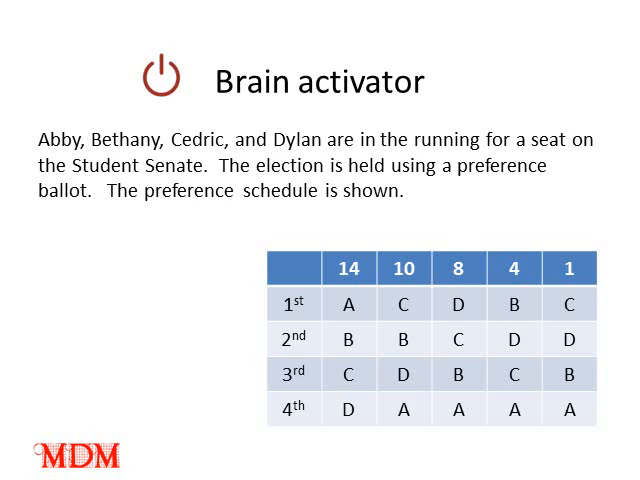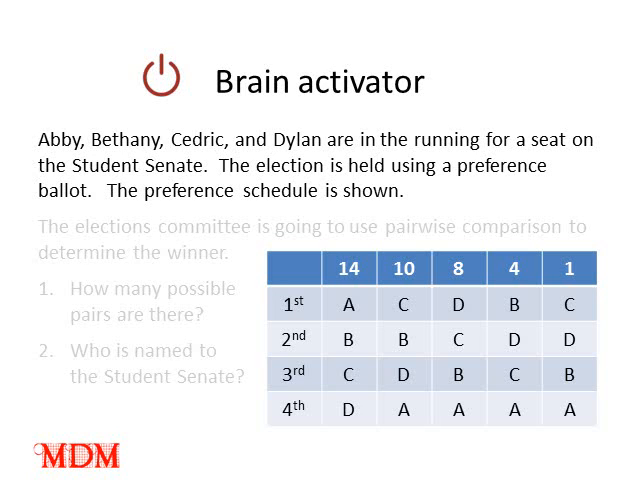As usual, we'll start with a brain activator. Abby, Bethany, Cedric, and Dylan are in the running for a seat on the Student Senate. The election is held using a preference ballot. The preference schedule is shown. Notice that the letters in the preference schedule relate to the initials of each one of the candidates.